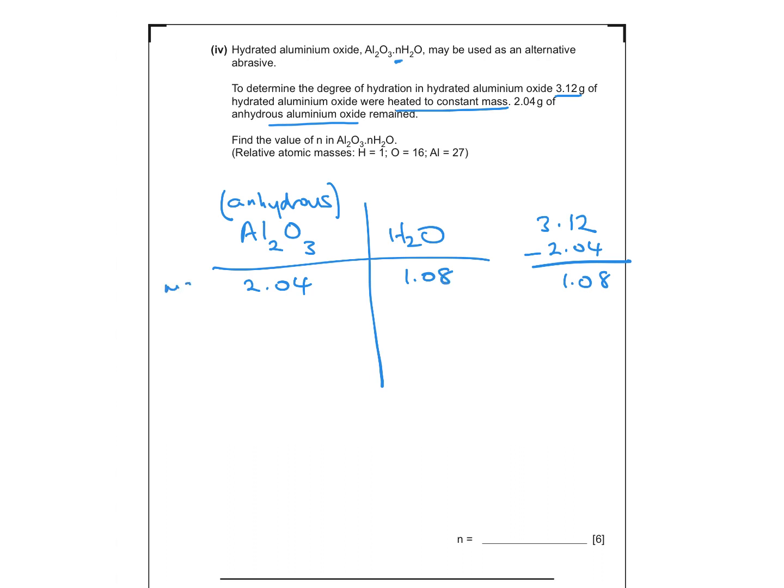Then we have to work out the number of moles. So the RFM of aluminium oxide is 102. That's 0.02. And here it's 1.08 divided by the RFM of water, which is 18. And that works out to be 0.06. We divide through by the smallest one, which is 0.02. That gives us 1 to 3. So n is equal to 3.